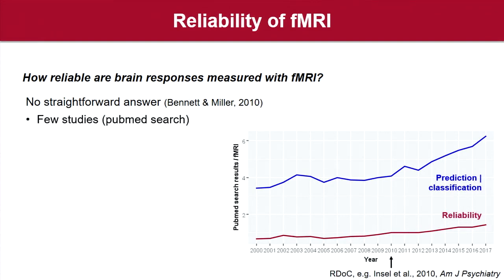If you have a look at publications with the introduction of the research domain criteria, there was a real surge in interest in prediction and classification. But the biomarkers that we base these predictions and classifications on need to be reliable, otherwise you can't predict anything, and that's really a hard thing to do.